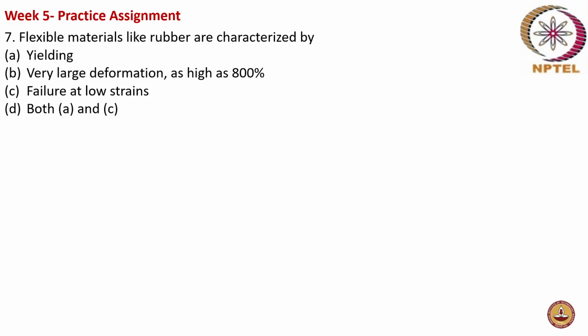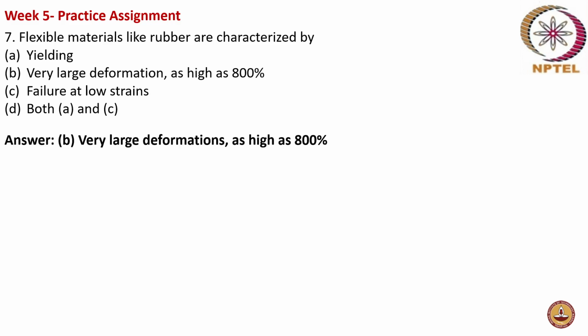Flexible materials like rubber are characterized by yielding, or very large deformation as high as 800%, or failure at low strains, or both A and C. What is the key characteristic feature? This was discussed in the stress strain curves of brittle, flexible, and ductile materials. Obviously B is the answer, but yielding... Yes, rubber material will yield. Both A and B? No, only B is correct.